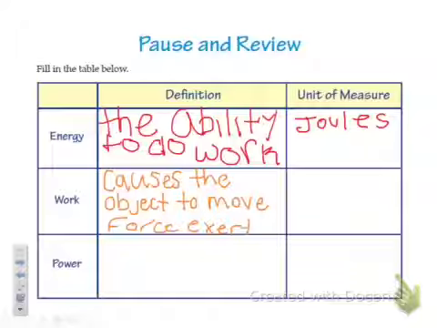So let's talk about work. Anybody struggle with finding the unit of measure for work? Be honest. I put force. Okay, some of you made a guess. Okay, all right. So let's talk about that unit.